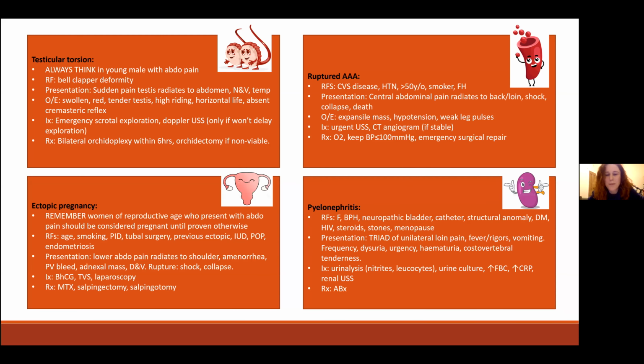There we go. So the main thing to remember with this in terms of the presentation, it's a triad of unilateral loin pain, fevers and vomiting. And then also on top of that, you get the normal UTI symptoms of dysuria, urgency and hematuria. Okay, so that's just a summary there, and you can look back on the slides if you want to review that. So that's the end of our presentation.